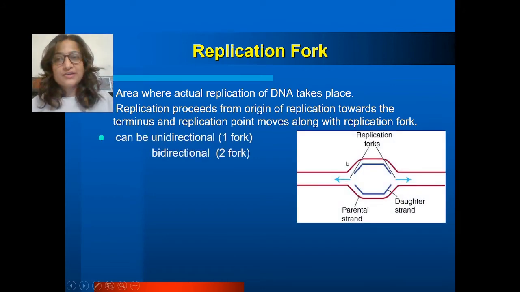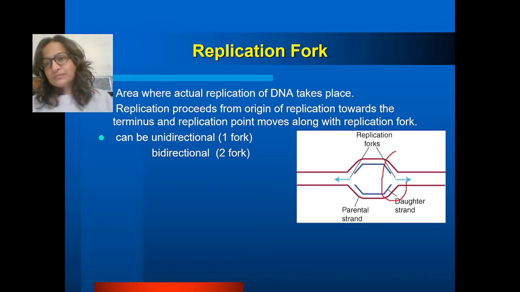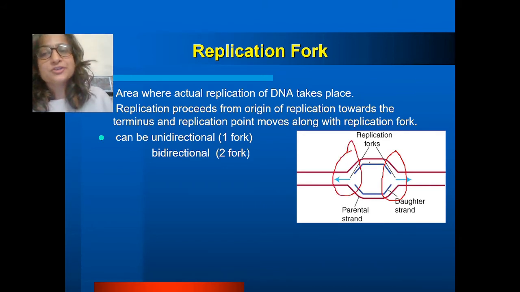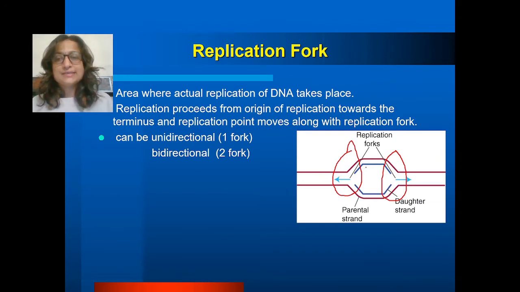So if you look into this figure, this is your double-stranded DNA. Now, in this figure, the red color indicates your parent strand, whereas the blue ones are your daughter strands. If you look, there is one replication fork on the right and the other on the left. The reason being, here your replication is proceeding in both directions, left as well as right, or I must say upstream and downstream.